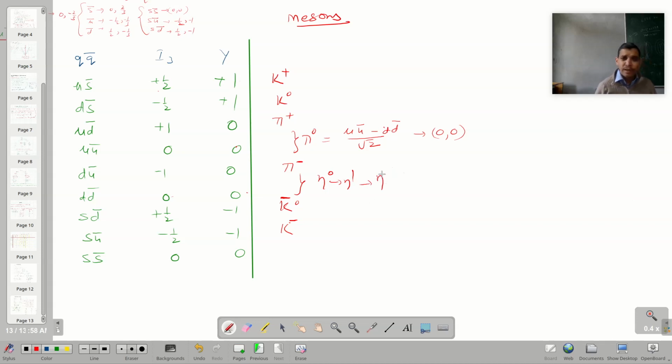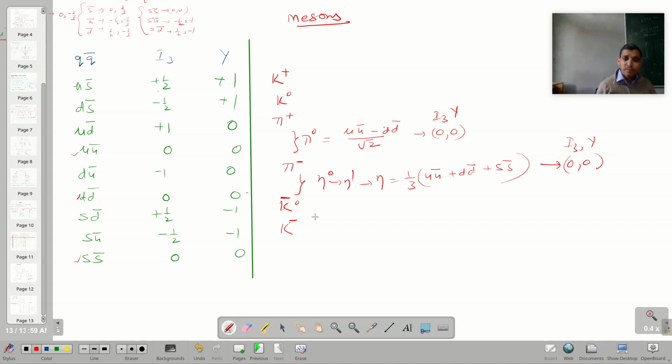So it is basically 1 by 3 (uu bar + dd bar + ss bar). And if I keep all these three values in mind, then its value again comes out to be 0, 0, meaning I3 and Y are again 0. It is like this.